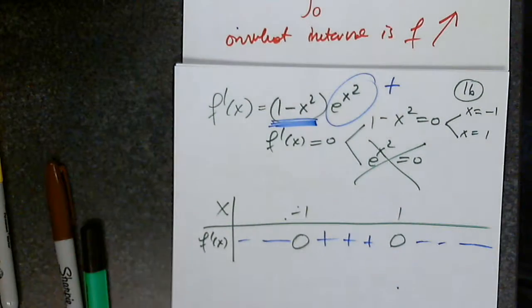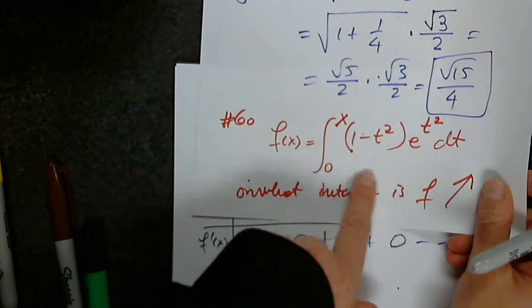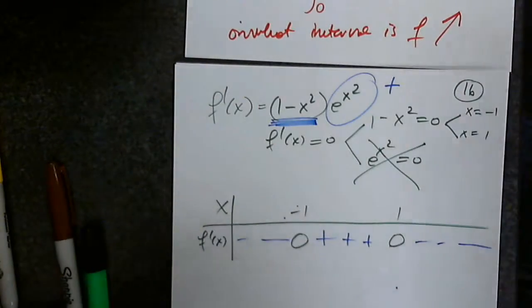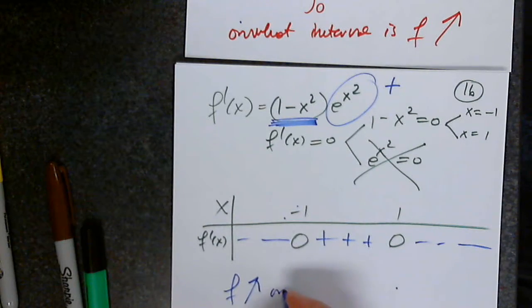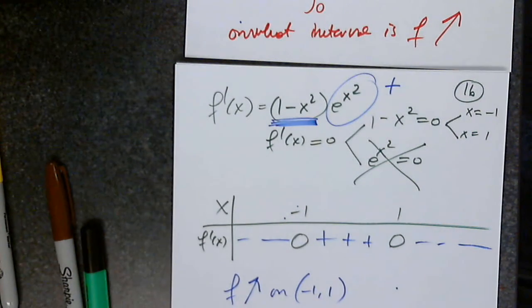So on which interval will this function, given in the form of an integral, be increasing? F is increasing on (-1, 1). So that's another example in which the function was given in the form of an integral. We differentiated it. We got a function. And we were able to study the sign of that.